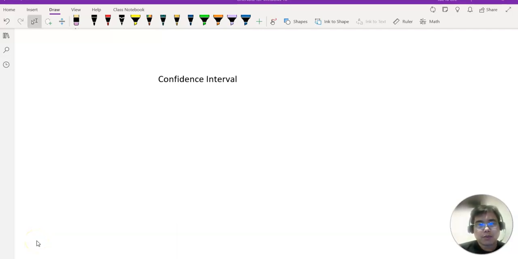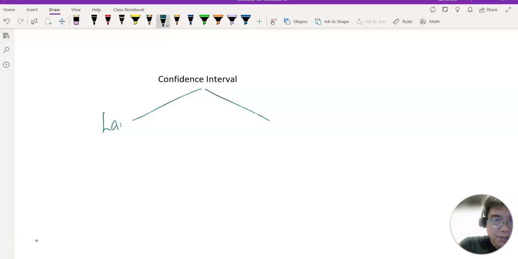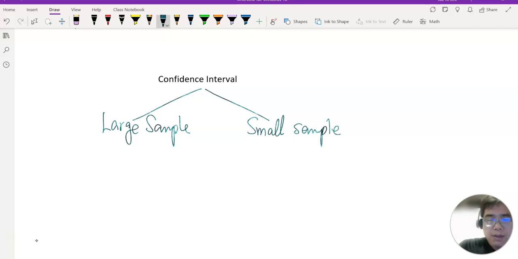So this time we will talk about confidence interval. For the confidence interval topic, we will talk about two different categories here. One is the large sample case, and then the other one is the small sample case. To determine between large sample and small sample, we can use sample size n.